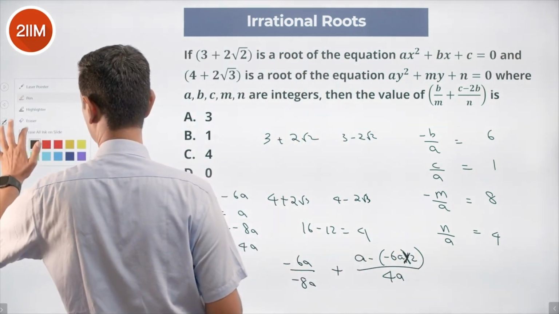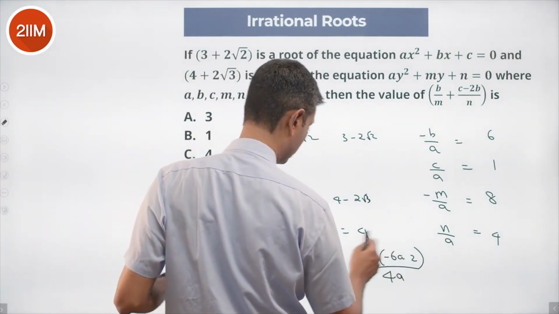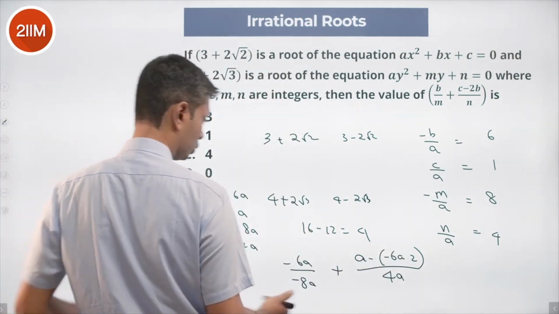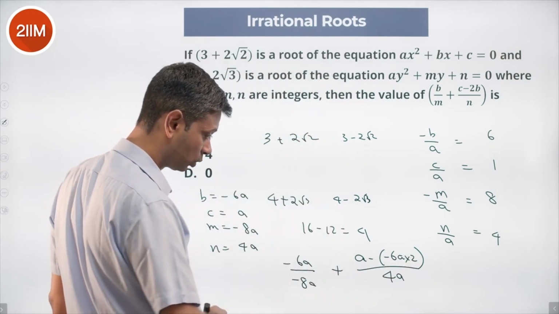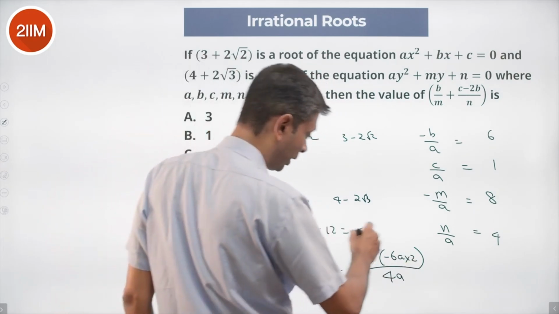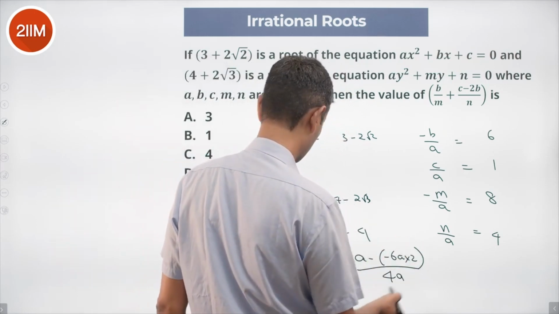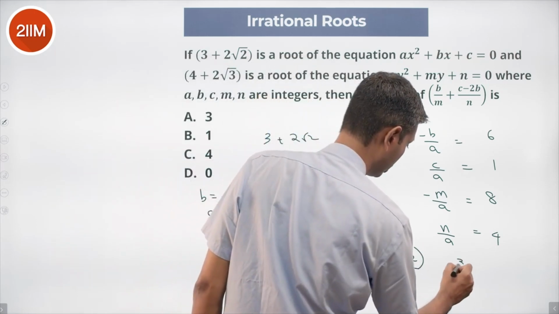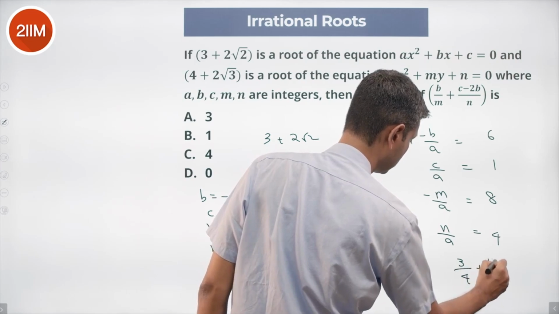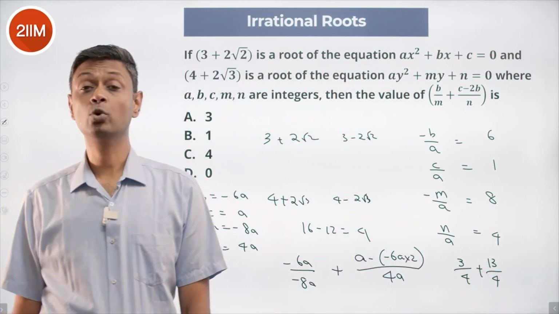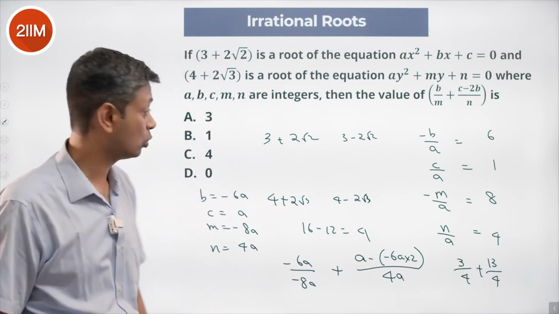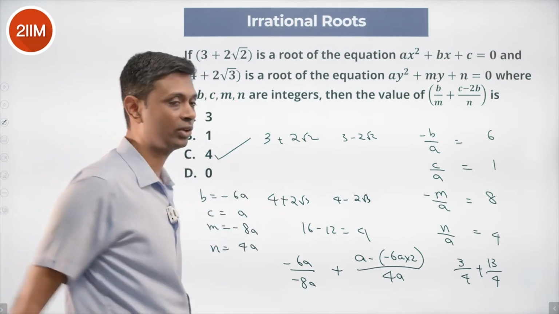Let me make it very clear, there's some ambiguity here, minus 6a into 2. Lovely. This is 3 by 4. A minus minus 12a is a plus 12a, 13 by 4. So 3 by 4 plus 13 by 4. This is 3 by 4, that is 13 by 4. 3 by 4 plus 13 by 4 is 16 by 4, which is 4. It all worked out rather well for us.